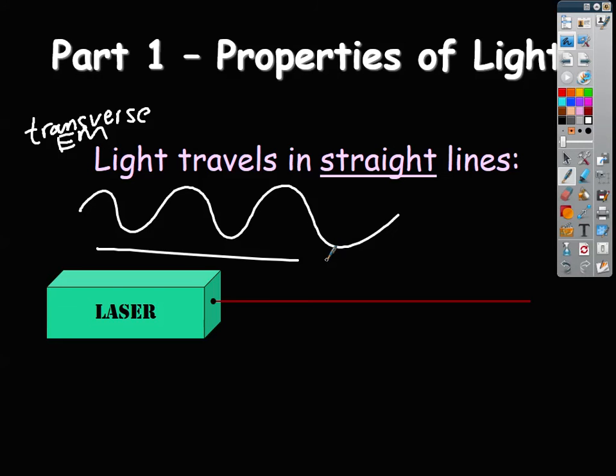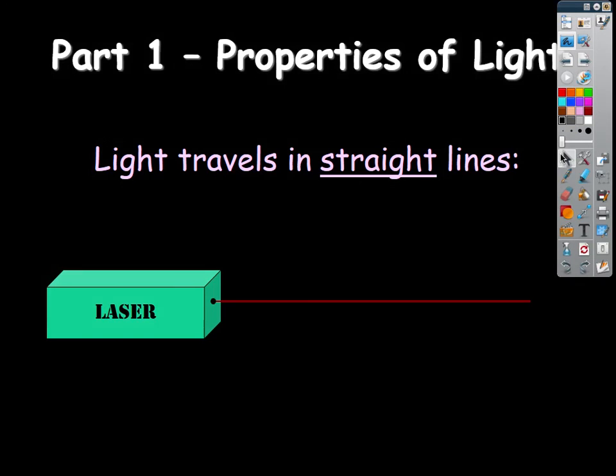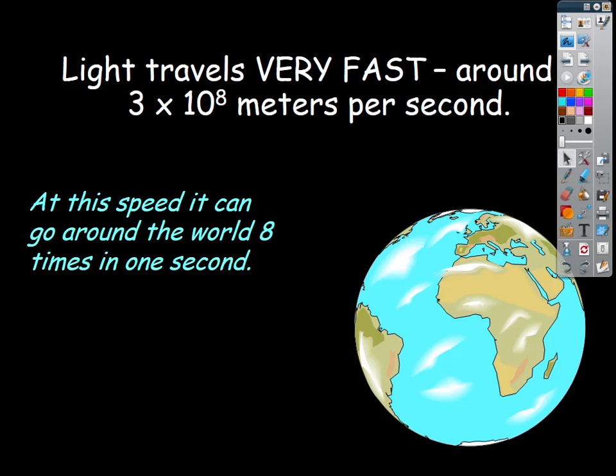So light essentially travels in straight lines. We can't see the light bounce up and down. That would be weird if you're looking at somebody; it's not like their image is bouncing up and down as you're staring at them. As I said, light travels very, very fast, at 3 times 10 to the 8 meters per second. At that speed, you can go around the world 8 times in 1 second, which is pretty crazy. So that's why we say light travels in a straight line. It's going so fast, there's no way you can see the up and down motion of it.